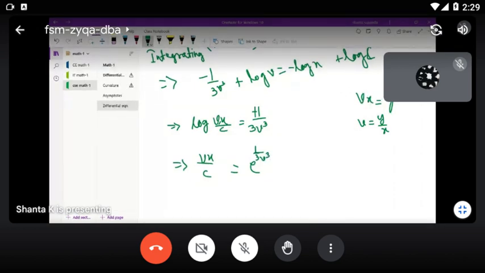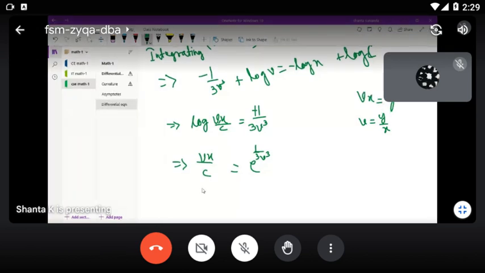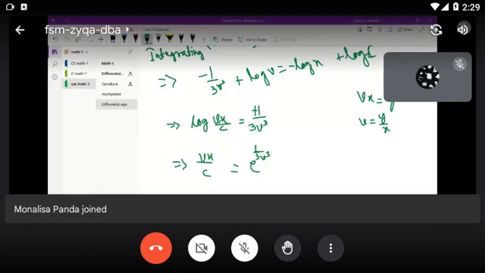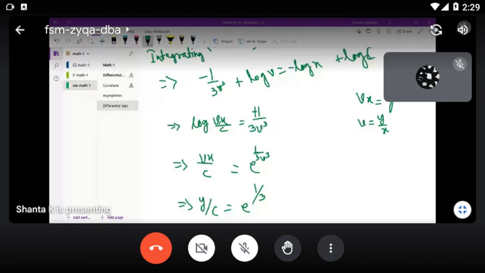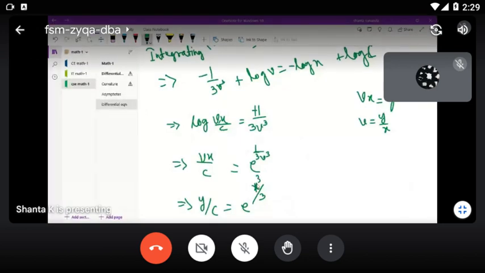Okay. So if you want further, you can substitute v equals y by x here. So y by c equals e power 1 by 3 y cube x cube. So it will be x cube by 3 y cube. Constant times exponential x cube by 3 y cube. Okay, so this is how you should get.